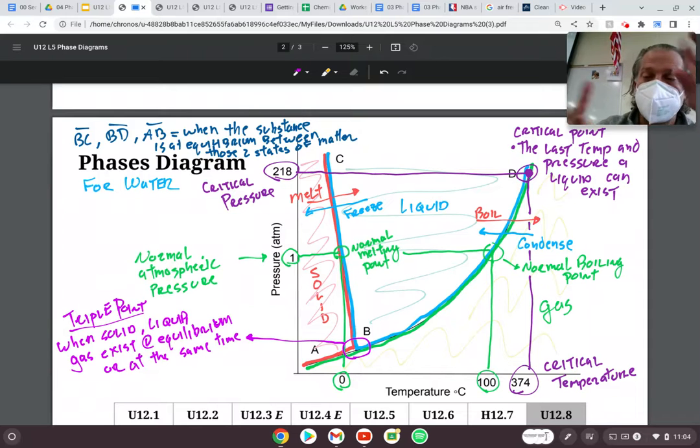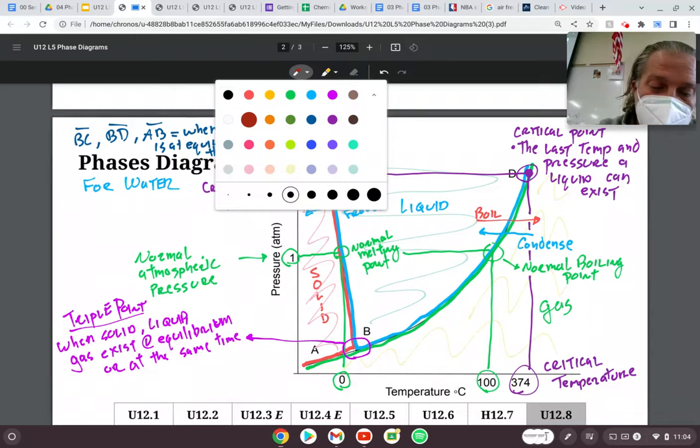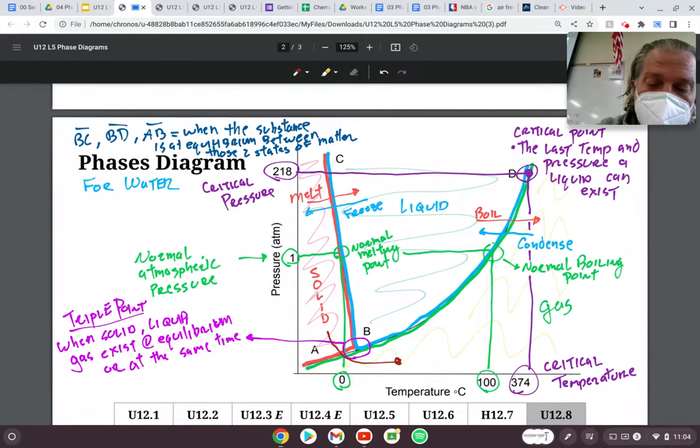Now, there are two more things we need to talk about before we're done for today. One of those things is what happens when you go from a solid directly to a gas, and that's called sublimation. If I can spell. And that does happen. And then there's an instance where you go from a liquid or from a gas directly to a solid, and we call that deposition.